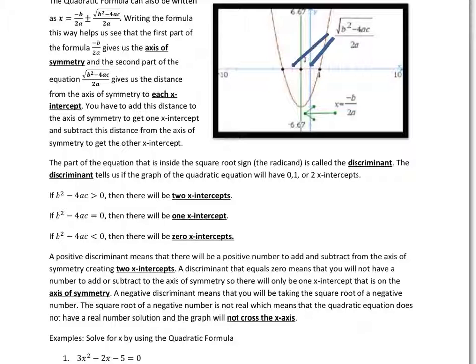And a negative discriminant means that you will be taking the square root of a negative number. The square root of a negative number is not a real number, which means that the quadratic equation does not have a real number solution and the graph will not cross the x-axis. Alright, let's look at some examples of how to use the quadratic formula to solve for x in a quadratic equation.